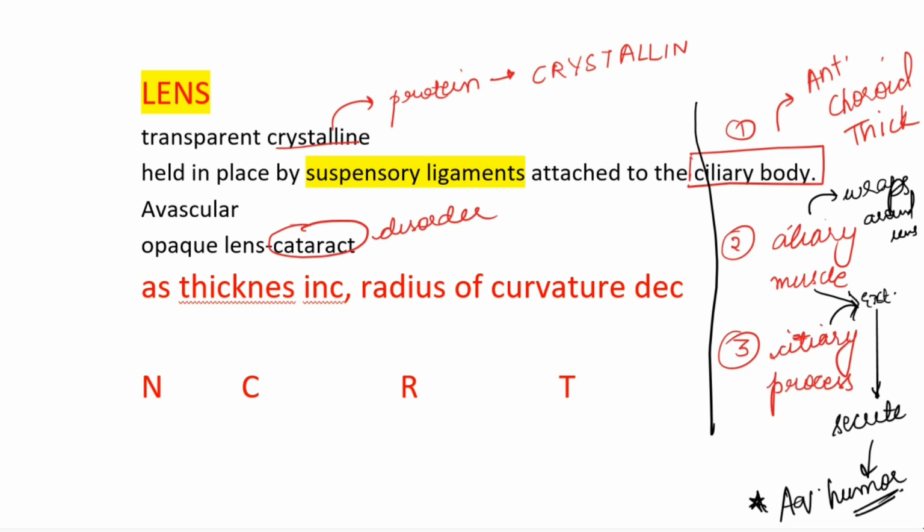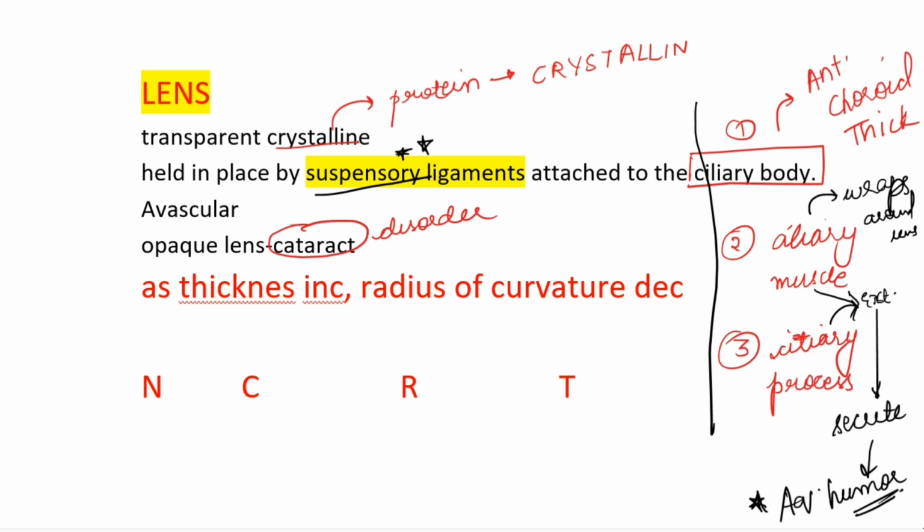So these three terms, ciliary body, ciliary muscle and ciliary process, you have to be really careful with these terms. These are going to trick you so much while solving MCQs. So make sure you practice them well. And there's one more term I told you, which is suspensory ligaments, which helps to hold the lens in a position.